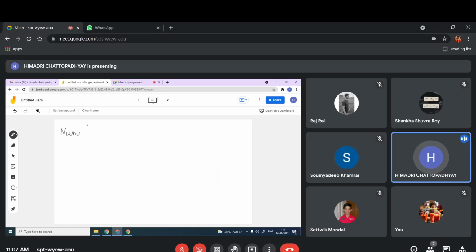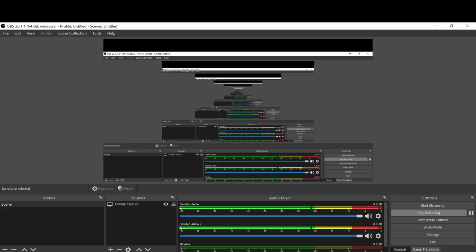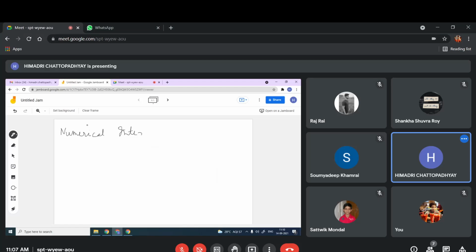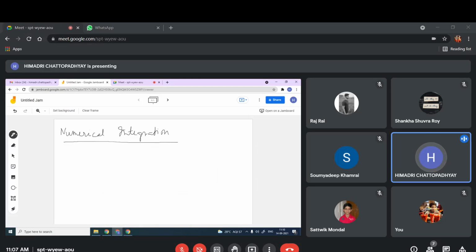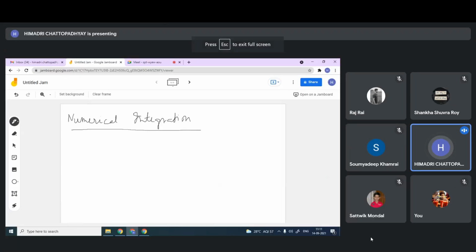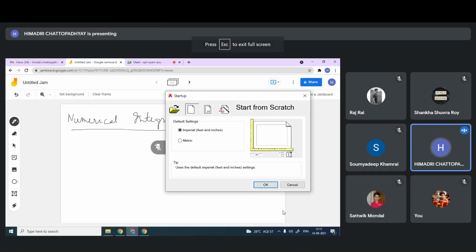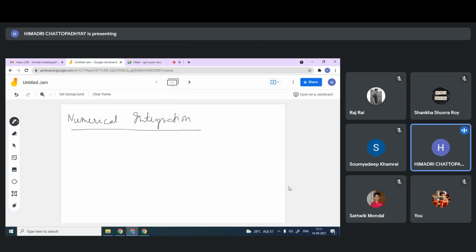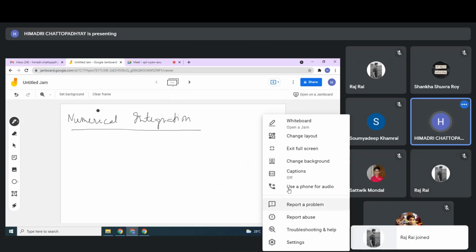Let us take the classic case of numerical integration. As a part of your C programming, some of you have already seen how to use it, but we'll go into a little different methods, as an important part of numerical analysis.